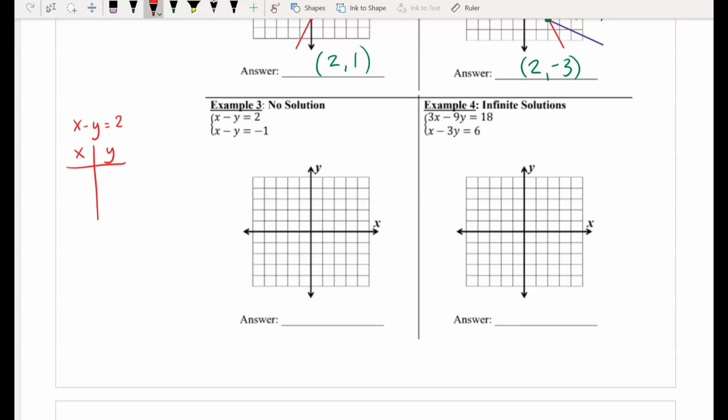In example 3, they tell us ahead of time that there's going to be no solution. So let's see what that looks like. This time I'm going to graph by using the x and y intercepts, but if you want to solve this for y, then you can do that.